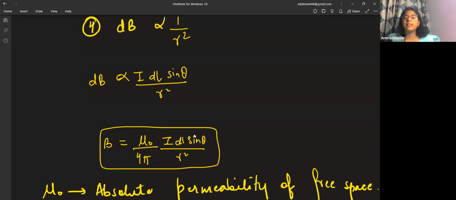This is your main Biot-Savart's law formula. So if someone asks you what is the Biot-Savart's law, then Biot-Savart's law is basically mu naught by 4 pi. Fine. And what is the law?